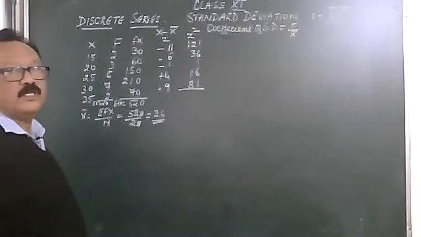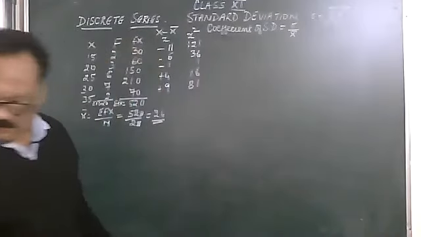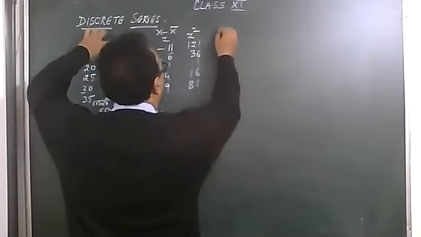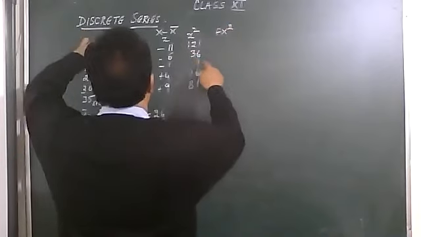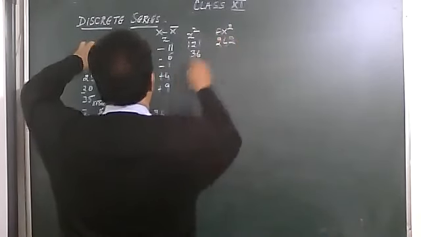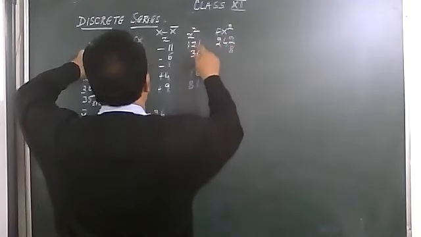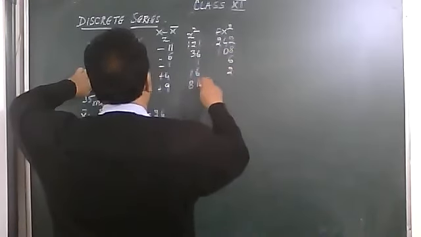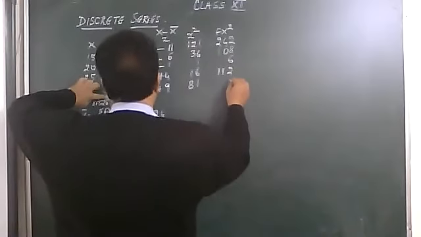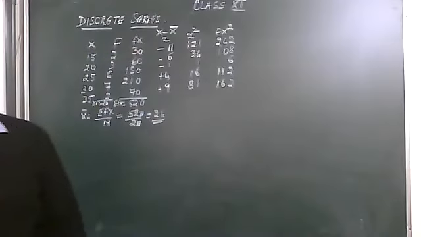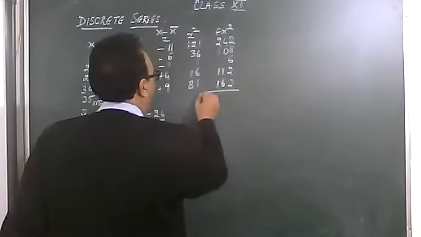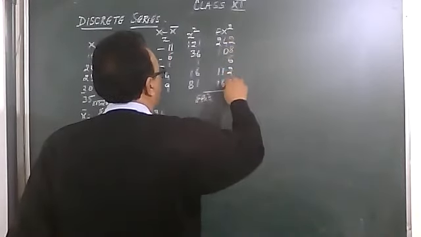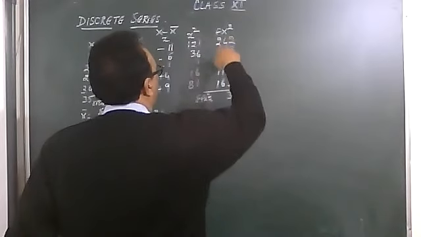Now, since we have the frequency with us, we multiply the frequencies with the square of the deviation, f x squared. So 2 ones are 2, 2 twos are 4, 2 hundred and 42. 3 thirty-sixes are 108, 6 ones are 6, 7 sixteens are 112, 2 eighty-ones are 162. Sigma f x squared is 630.